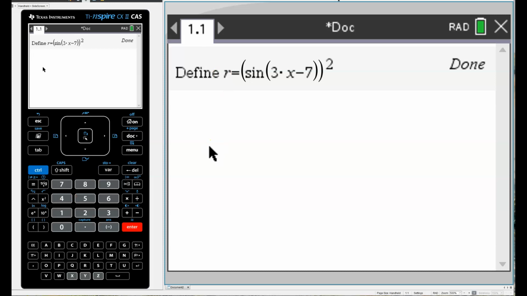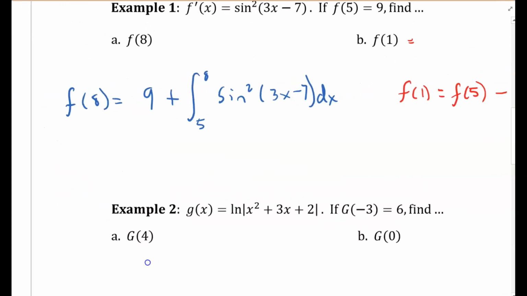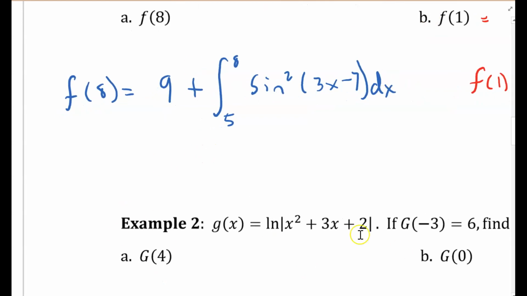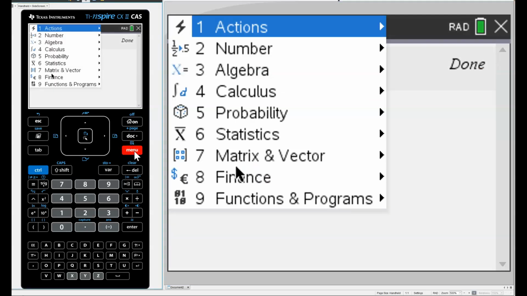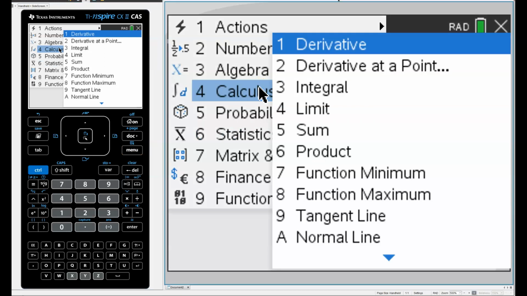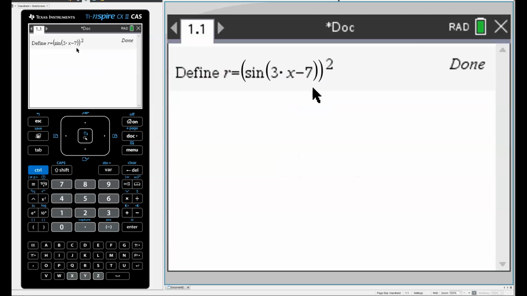So here's R, and now I want to calculate one of these function values. I'm going to start with f of 8 here. So f of 8 is 9 plus the integral from 5 to 8 of my function here. So let's go ahead and do this. So menu, notice you're doing some calculus, and I want integral. So there's your integral. And before this integral, I have 9, so 9 plus, and I'm going to integrate from 5 to 8.